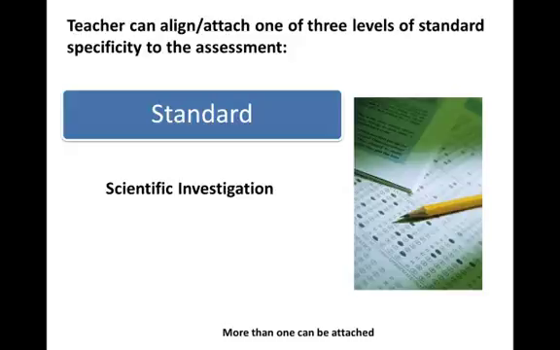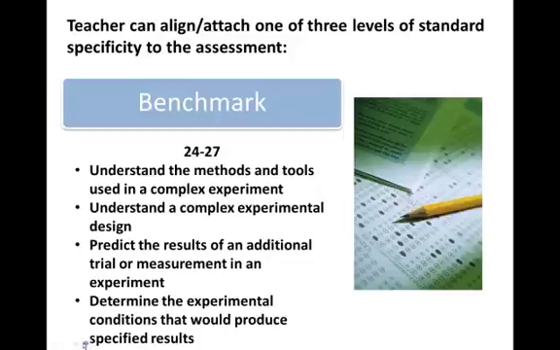Now, largely, we recommend following the college readiness standards, and so we are using here as an example the college readiness standard of scientific investigation. A benchmark for this particular standard would be the 24 to 27 score band. Indicated on the screen for this benchmark are 4 different descriptors that teachers might evaluate students' performance on in the development of scientific investigation skills.